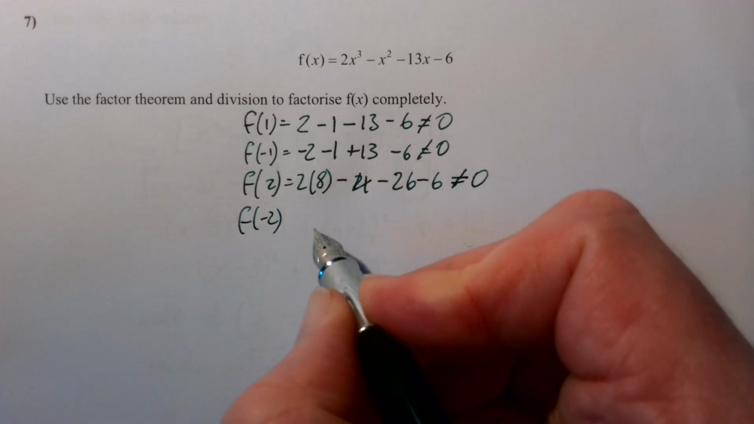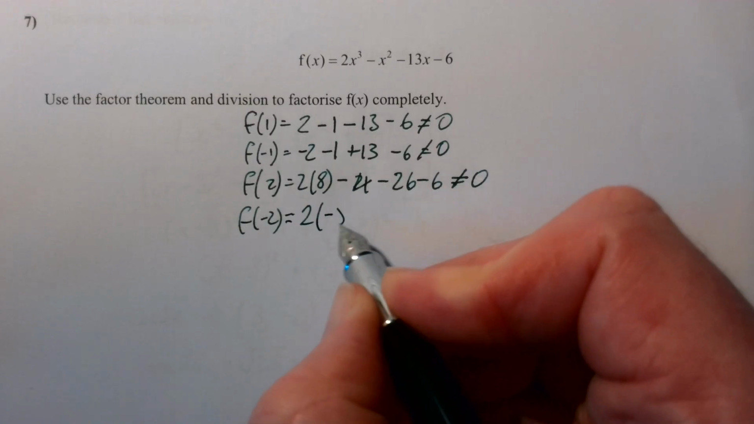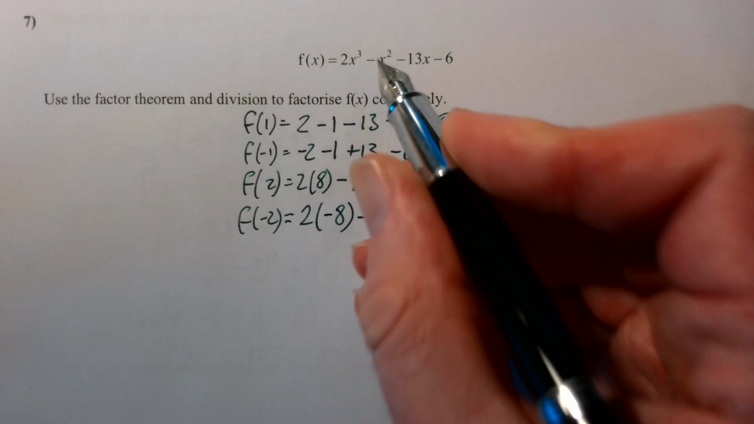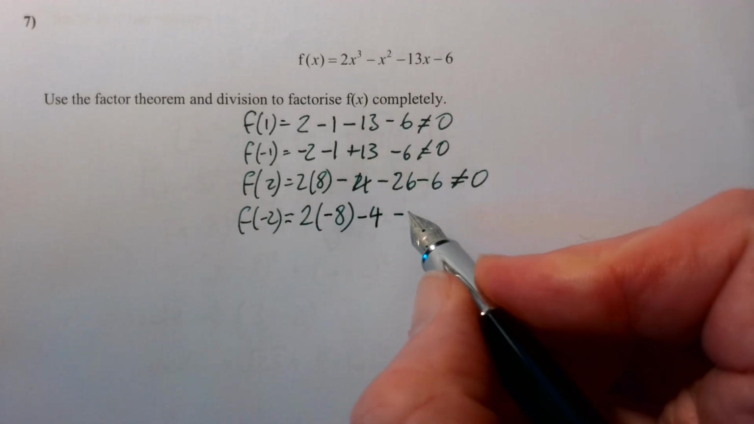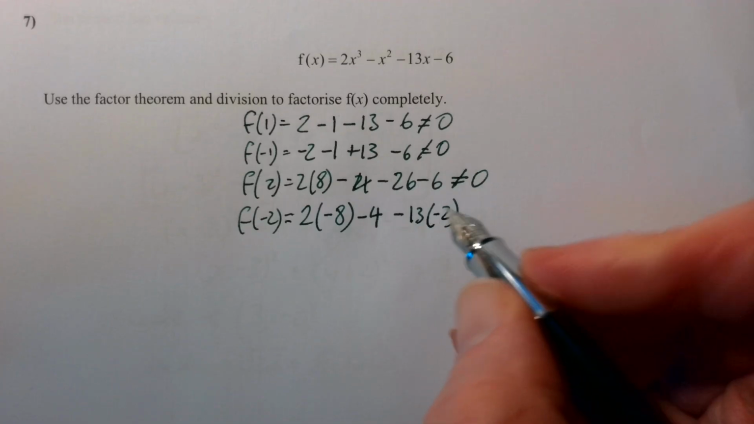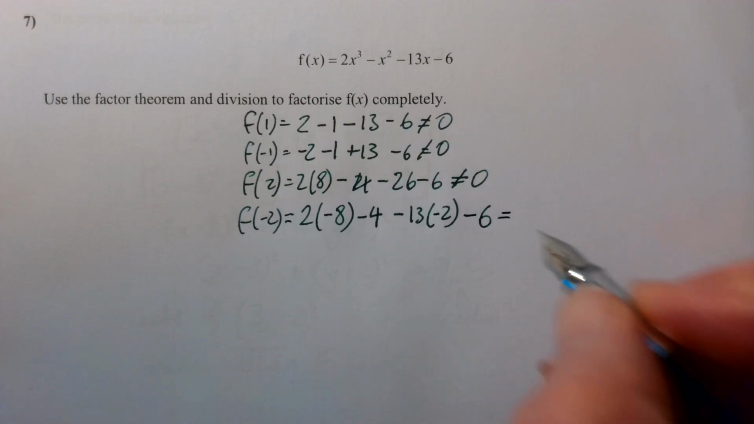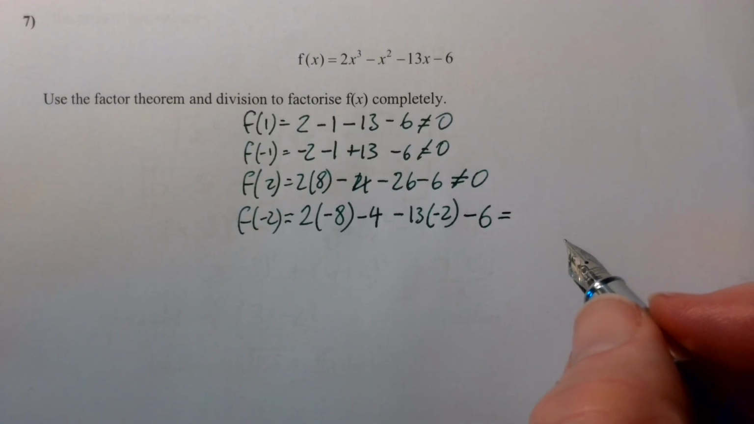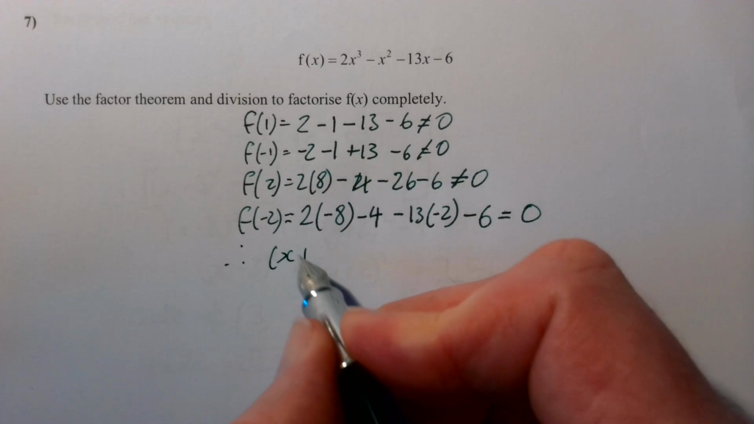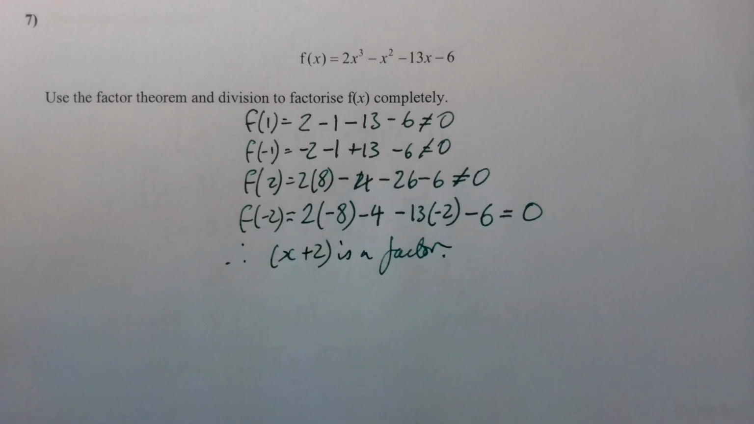Then -2, getting a little trickier now, so to make sure I wouldn't make a mistake, I'd probably put this into my calculator exactly like this. 2 brackets -8. Take 4, because you're taking the square. Then it's -13 times -2. I might even put it in like that. It's going to make +26. And then take 6. Put all that into my calculator, and I do get exactly 0. That means, therefore, x plus 2 is a factor. And that's got us our first part of it.